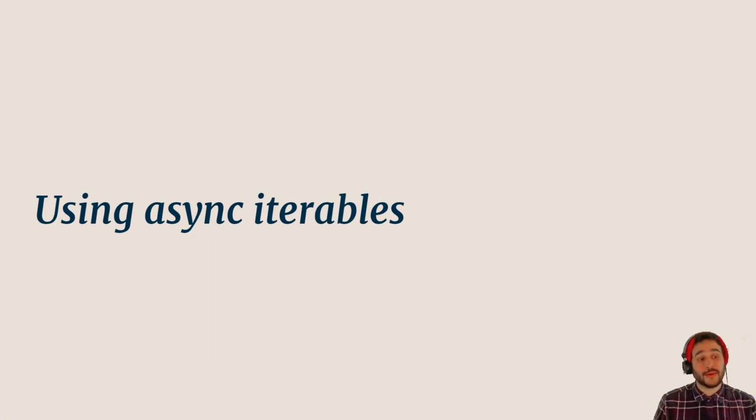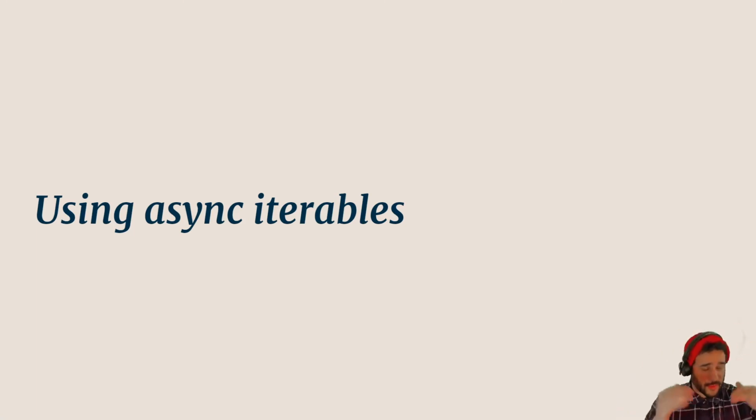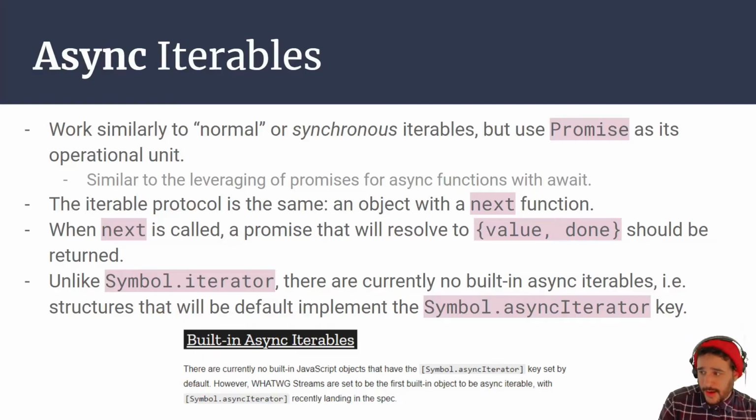Async iterables, and also the usage of this thing called for await of, are definitely compounding strategies and topics that are being added on top of async await, and the fact that promises are now in the language. So let's go through what an async iterable is.